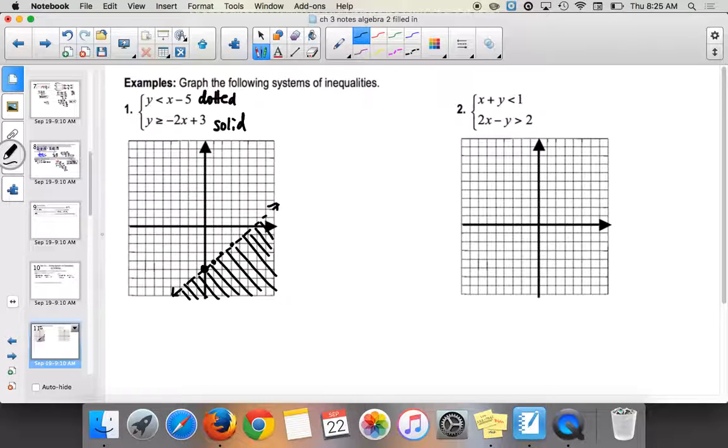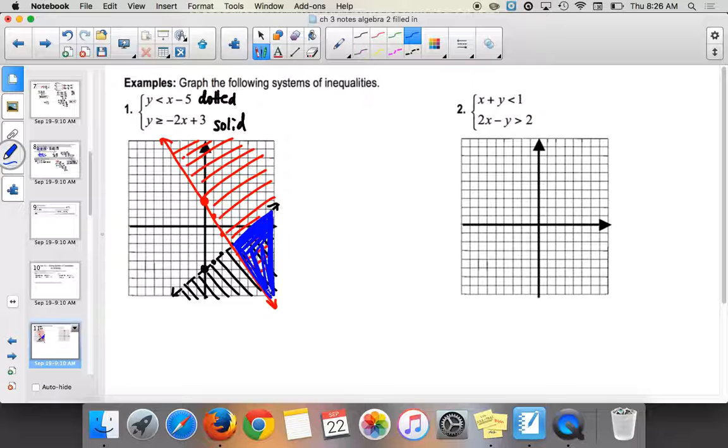All right, now the other one is y is greater than or equal to negative 2x plus 3. So we're going to go up to the y-intercept of 3. Our slope is negative 2, so I go down 2, right 1, down 2, right 1, and so on. This time it's a solid line. And then when I decide where to shade, since it says y is greater than or equal to, is it above or below? It's above, right? So we're going to shade this way. So our final shaded region is just this little area right here.